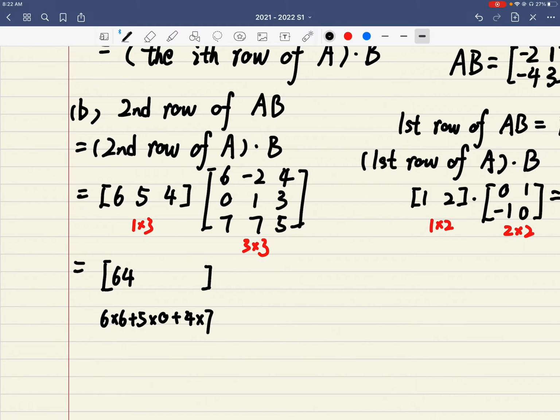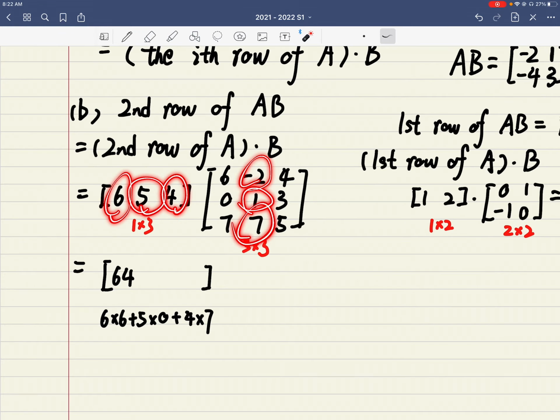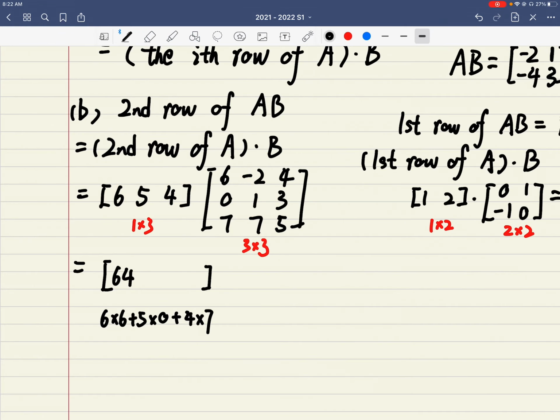Right, same thing. The second entry, this row times this column. Just do it. So it is 6 times negative 2 plus 5 times 1 plus 4 times 7. Okay. Just do it. It is 21.